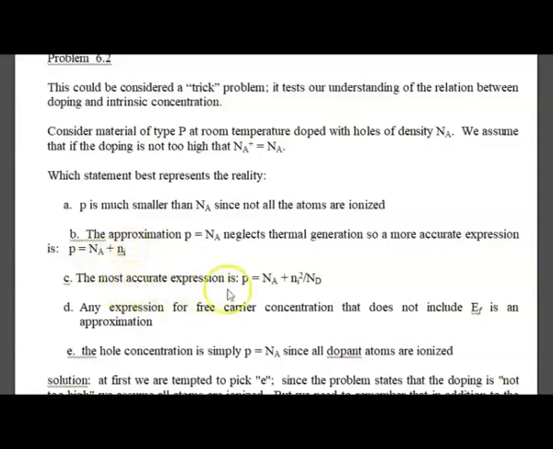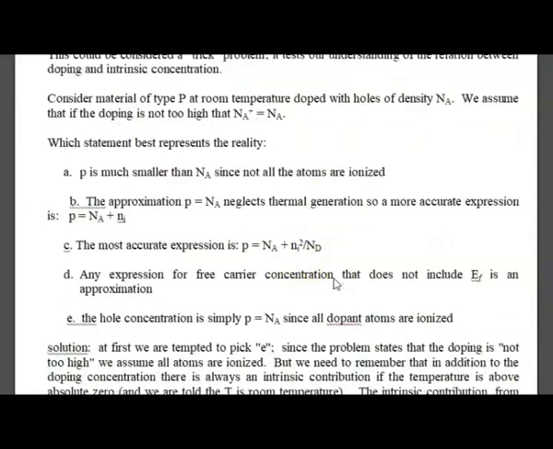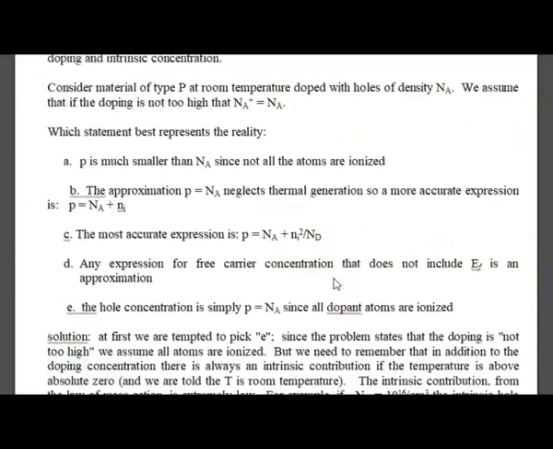C: The most accurate expression is the number of holes is equal to the number of implanted atoms plus n sub i squared over Nd. This is a statement of the law of mass action, and that looks really, really promising. Okay, let's see if we can find anything that's even better than that. This is probably better than the previous one, because that one does not represent the law of mass action.